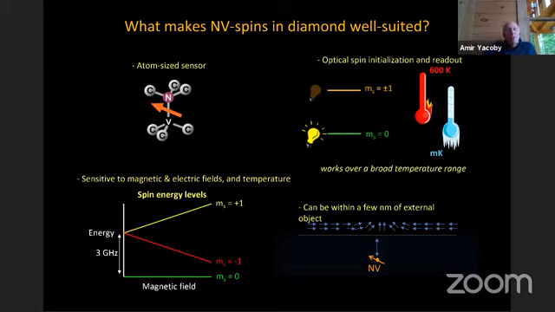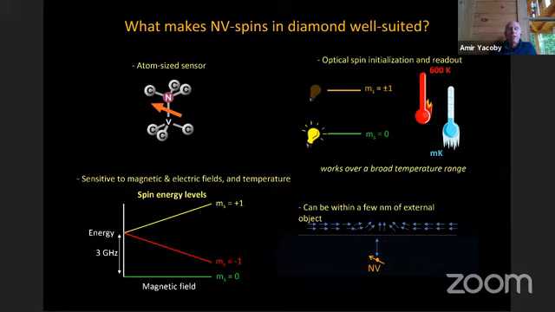One of the really attractive features of these NV centers is that you can detect the spin state, namely whether the electron is in its ground state or excited state, simply by monitoring the fluorescence of the system.